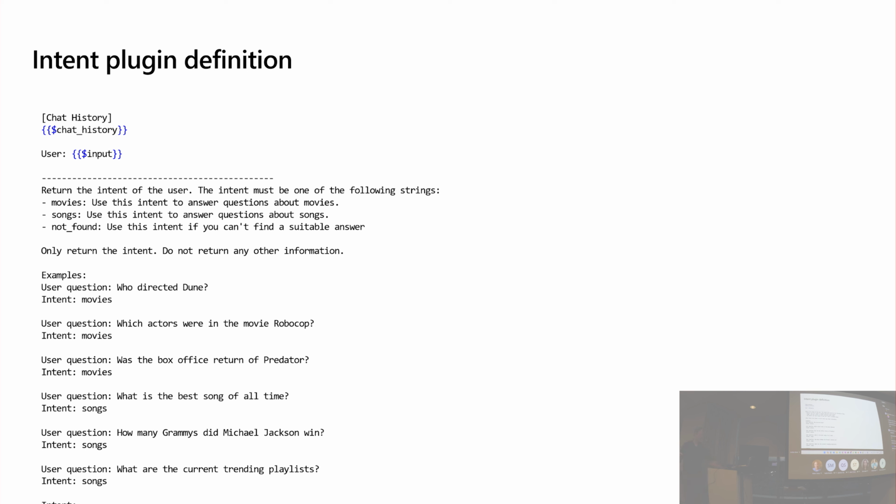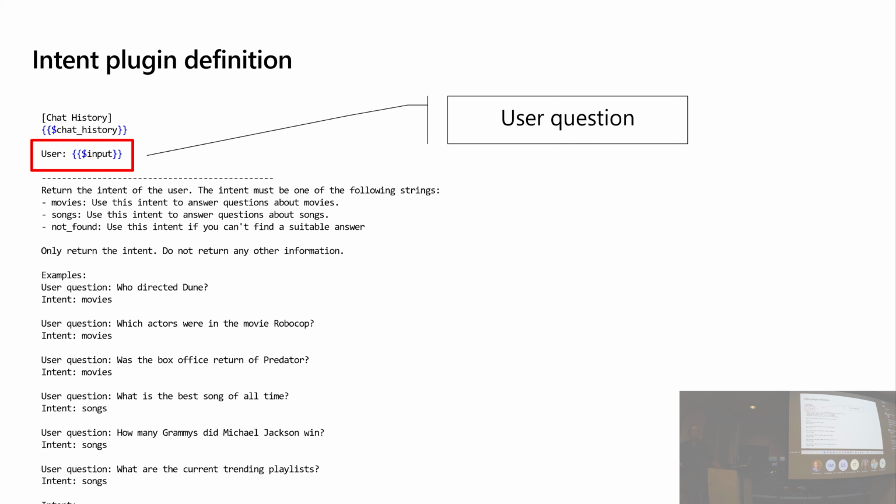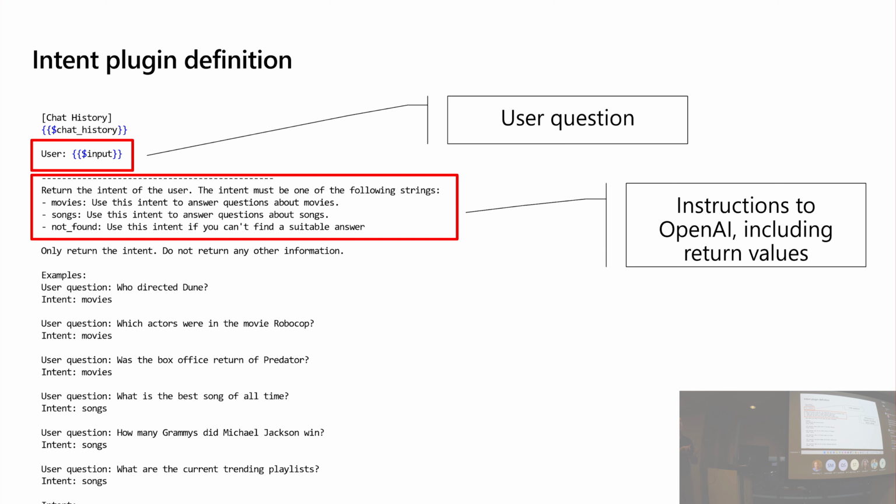So I'm going to tell OpenAI, this is how I want you to behave. I'm going to pass in the user's question. I'm going to tell it, hey, please return the intent to the user. It must be one of the following strings. Here's the switch statement. It is of type movies, it is of type songs, or it is of type not found. These are the only answers you're allowed to respond with. And obviously then I will write my code to look for those keywords.